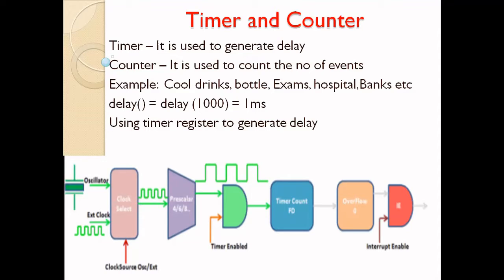A timer is used to generate a delay. A counter is used to count the number of events. So, let us see some examples. For example, you are going to write the exam. If you take one exam hall, you have to find out how many students are there. So here you have to use the counter.